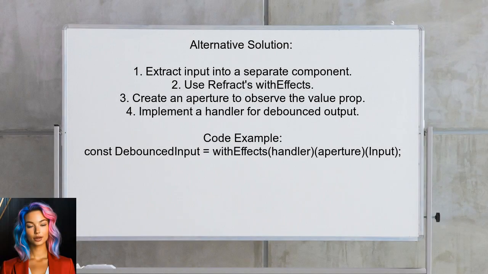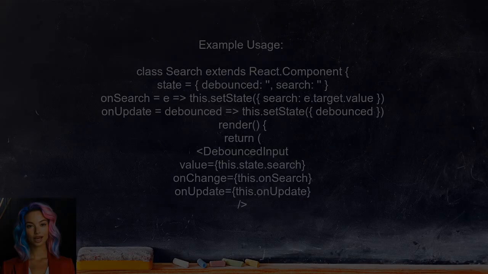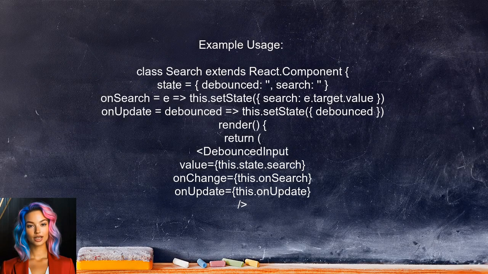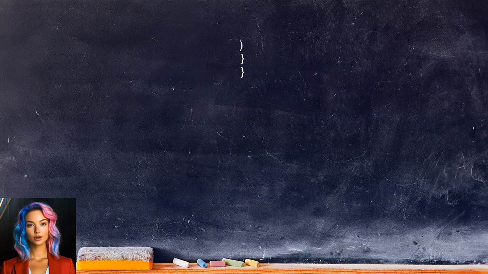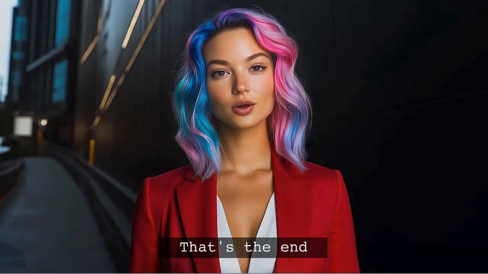An alternative approach suggests using Refract for debouncing in a React text input component. First, extract the input into a separate component. Then wrap it with Refract's withEffects higher order component, utilizing an aperture to observe the value prop and a handler to manage the debounced output. In the example provided, the search component uses the debounced input to display user input instantly while debouncing the onUpdate callback. This enhances user experience by providing immediate feedback. That's the end of that answer.